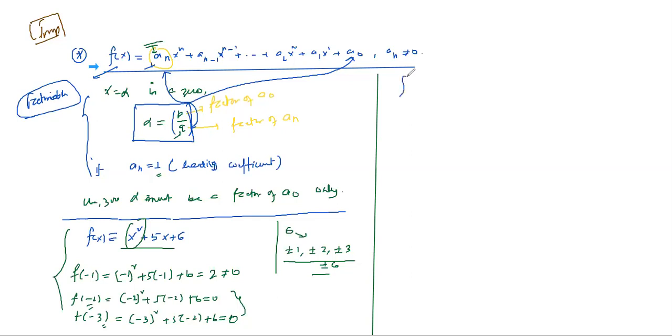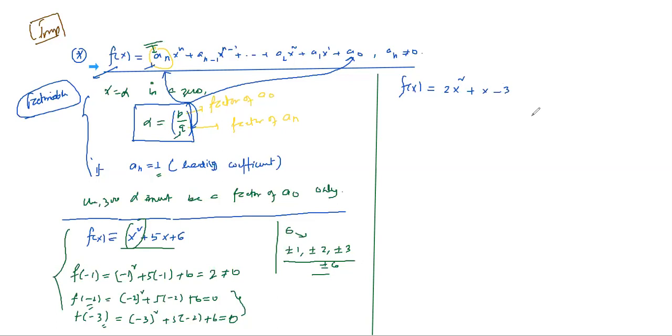Okay. So now we'll be considering another polynomial where the leading coefficient is not 1. Say twice x square plus x minus 3. Twice x square plus x minus 3. Right? So this is a polynomial.